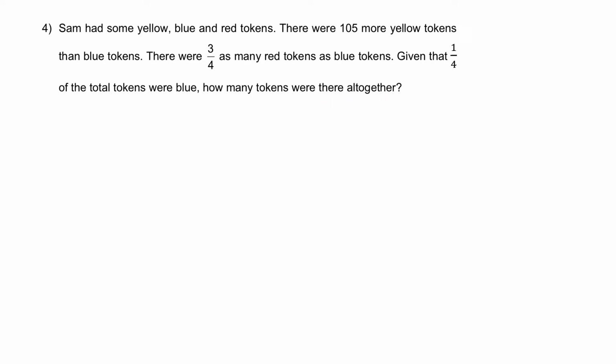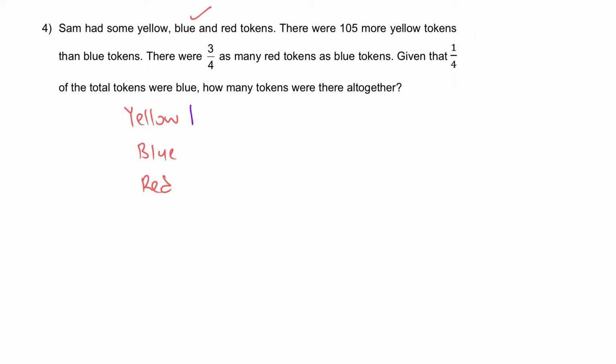Hence, I'm going to draw it forward from the beginning all the way to the end. So step number 1, Sam had some yellow, blue, and red tokens. So we're going to write yellow, blue, and red tokens. This is the only thing we can draw from the first sentence. Nothing else.